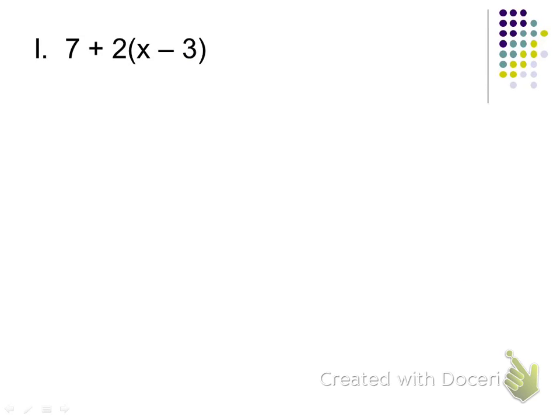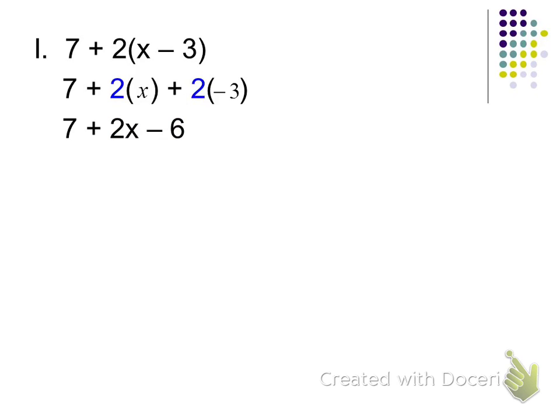All right, here's example I. All right, so I need to distribute what? The 2, very good. Leave the 7 alone. 7 plus is fine up front. It's going to be 2 times x and 2 times the negative 3.